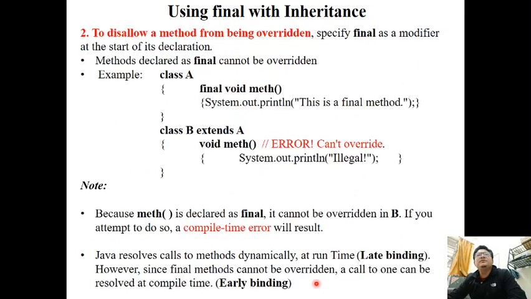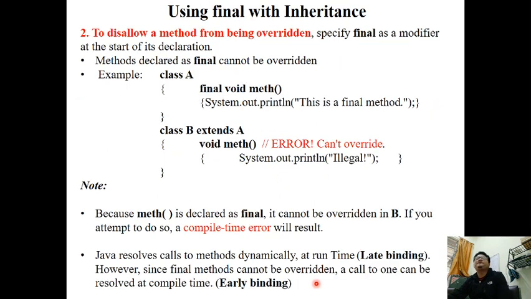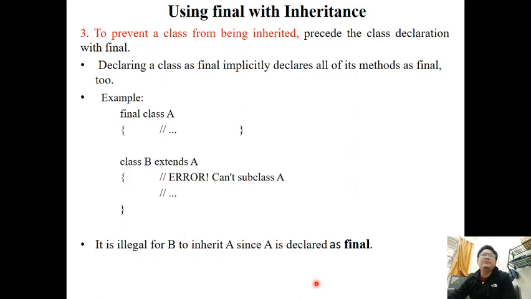Just to summarize: if you declare any variable as a final variable, then you cannot update the value. Similarly, if you associate a final keyword with a method, you cannot override it. And if you associate the final keyword with the class, you cannot inherit it. So these are the different uses of the final keyword that restricts the user for various different purposes.